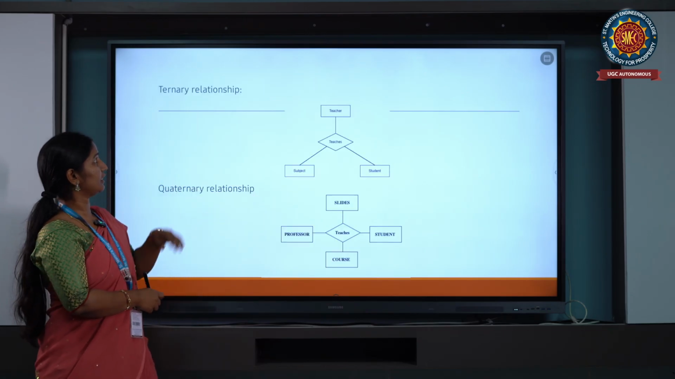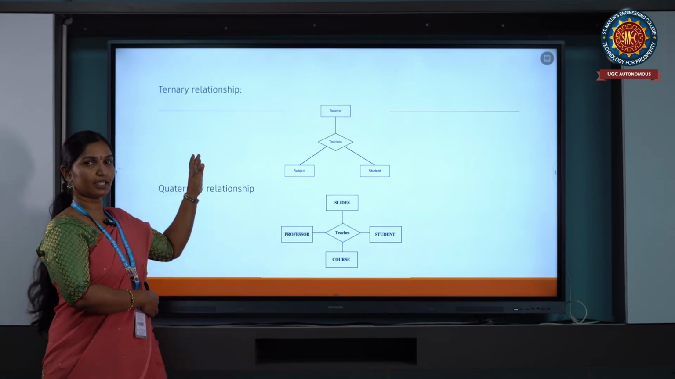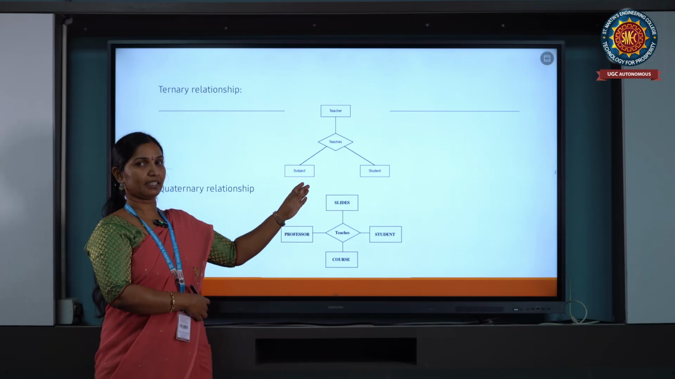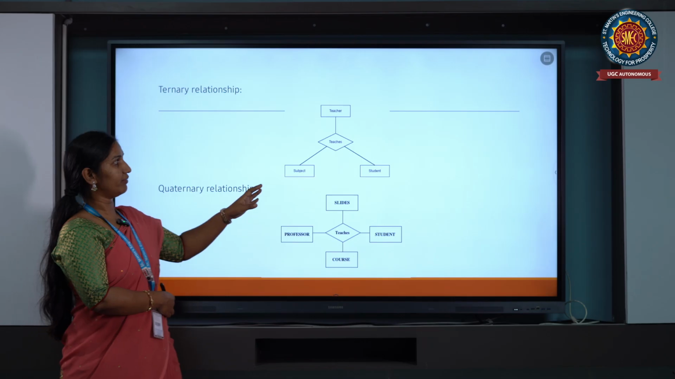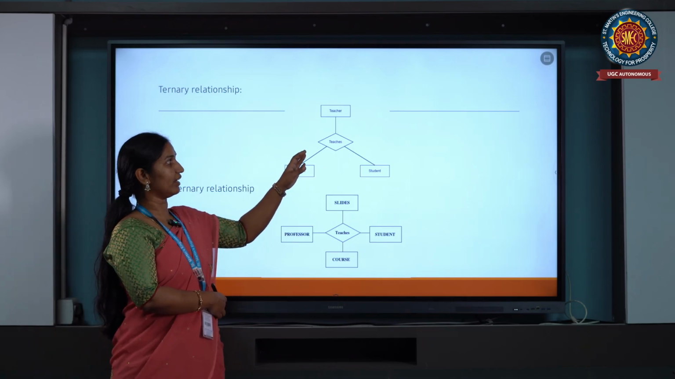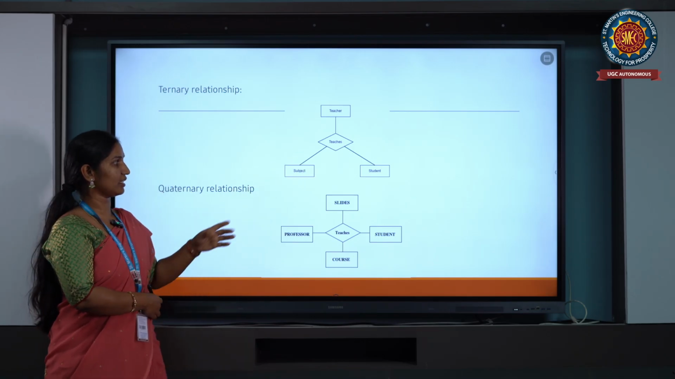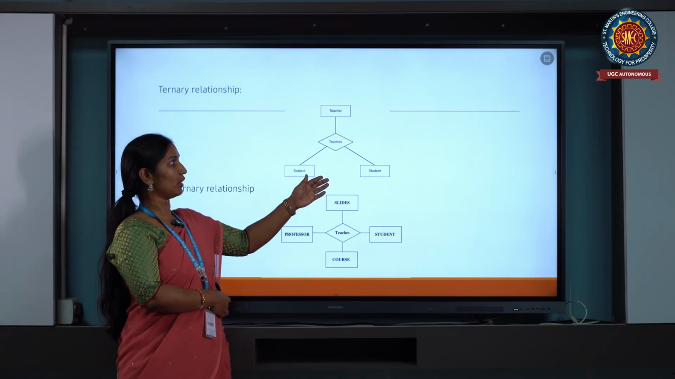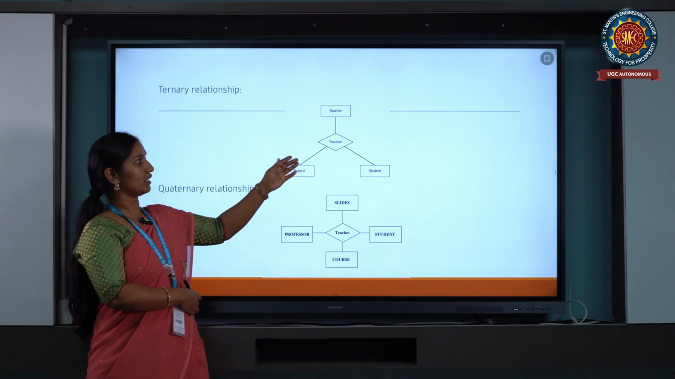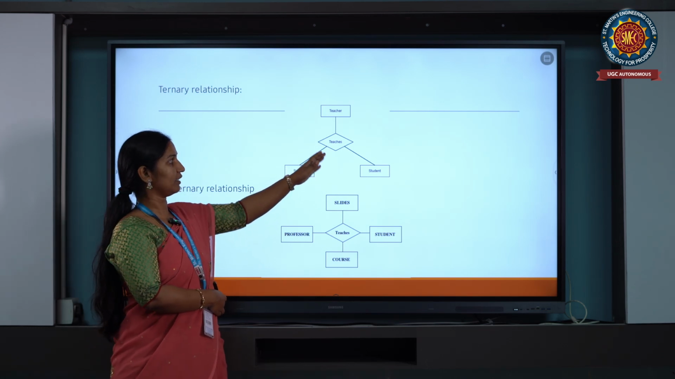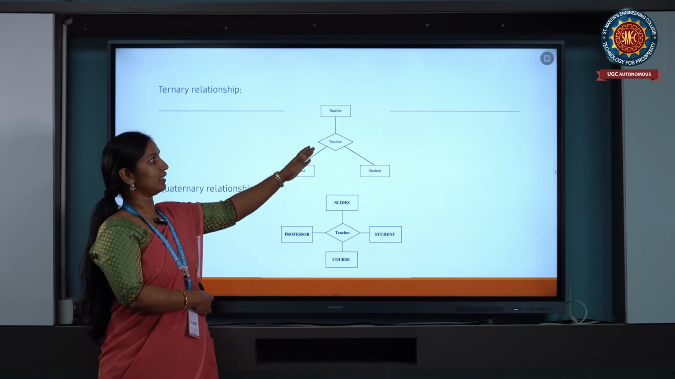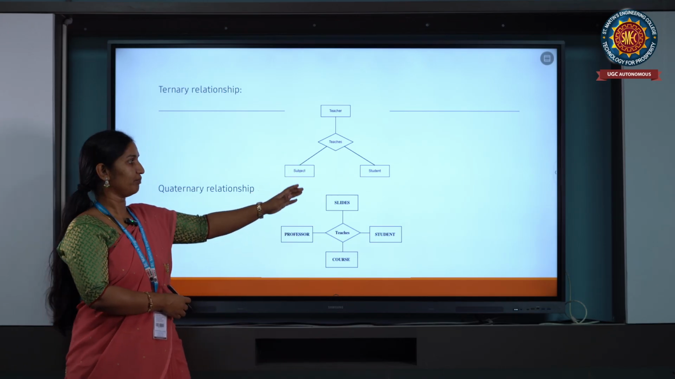The next one is the ternary relationship. Ternary relationship means three entities are participating in the relationship. For example, one entity is teacher, another one is the subject, and the other one is the student. Here the relationship is the teacher teaches the subject to the students.